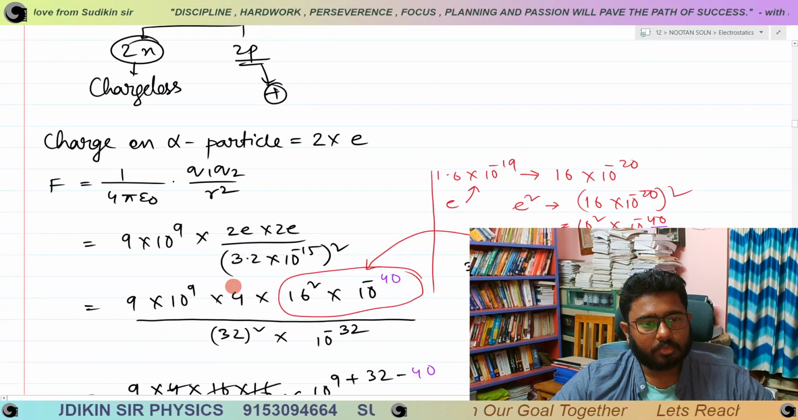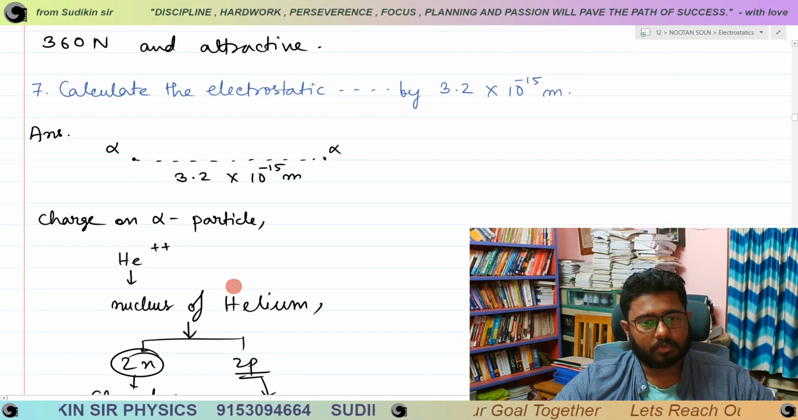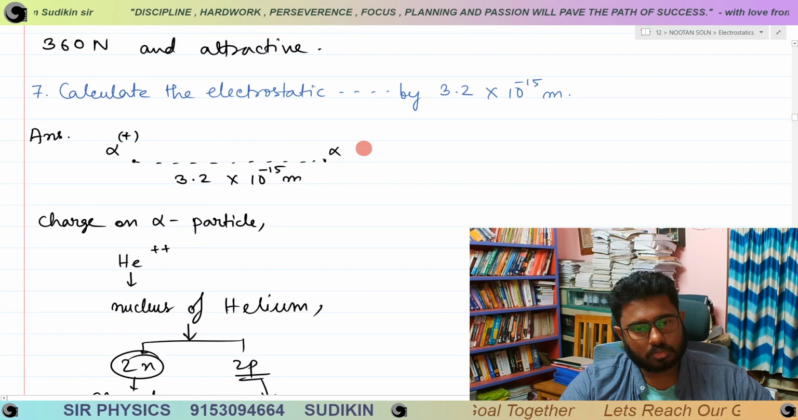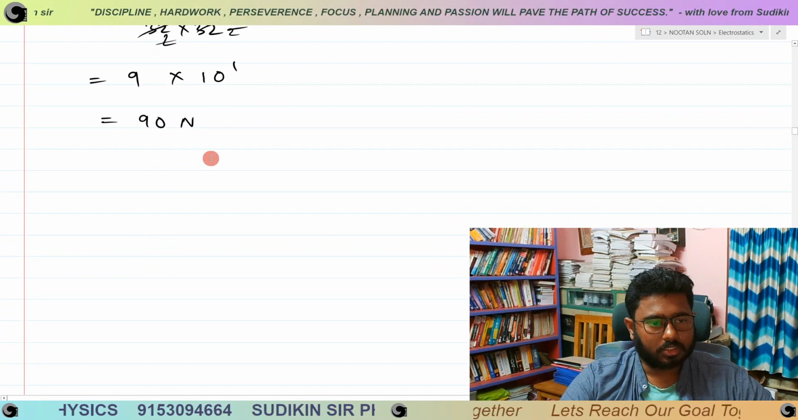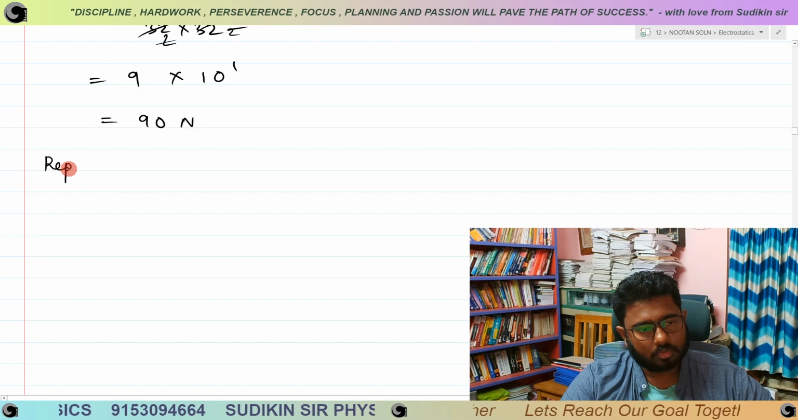And as both of them are alpha particles, that means both of them are having positive charge. This one is also positive, this one is also positive, so the nature of force will be repulsive. So that will be repulsive.